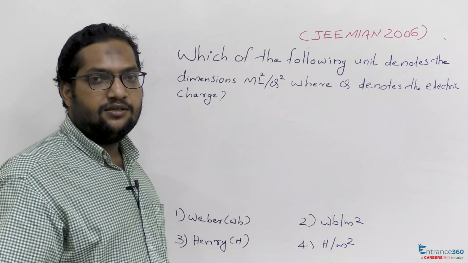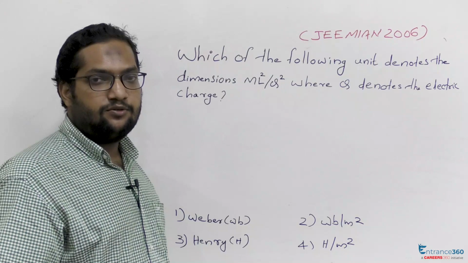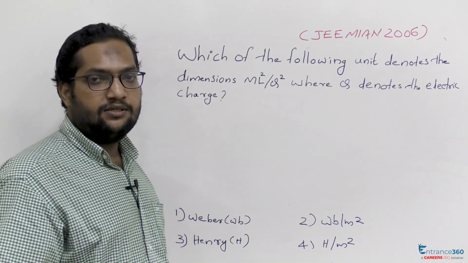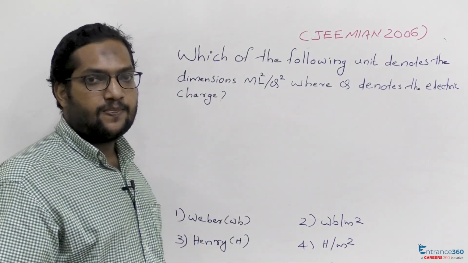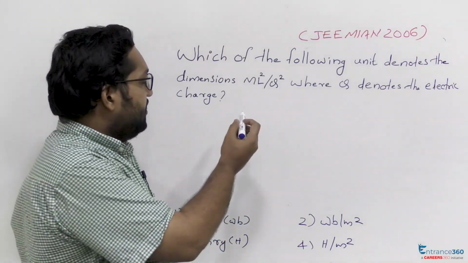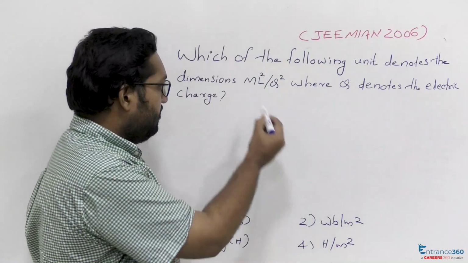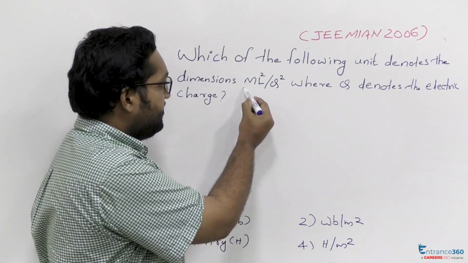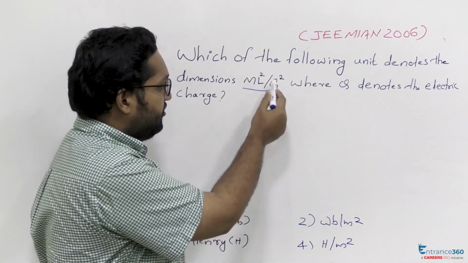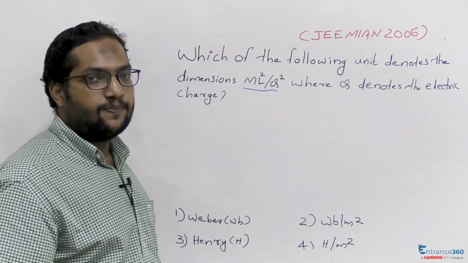Hello students, this is a question from JEE Main 2006 from the chapter Physical Measurements. The question says, which of the following represents dimension same as ML square by Q square?